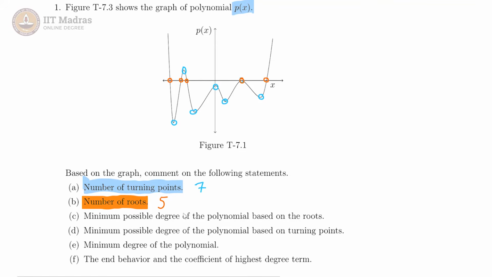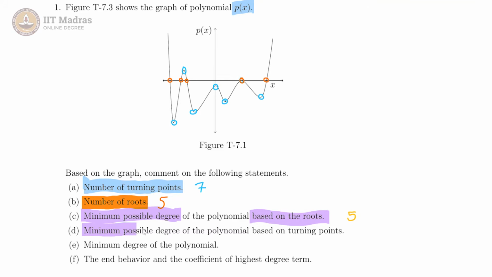Now what is the minimum possible degree? Minimum possible degree of this polynomial based on the number of roots. The minimum possible degree would be the same as the number of roots. So if there are n roots to a polynomial, then it should have a degree of at least n. So 5 is the minimum possible degree of this polynomial based on the roots.